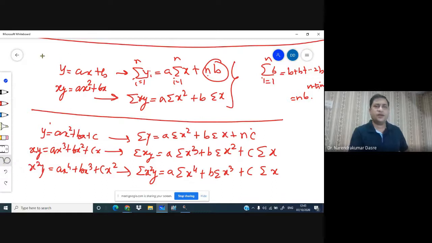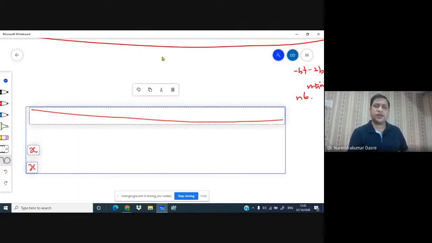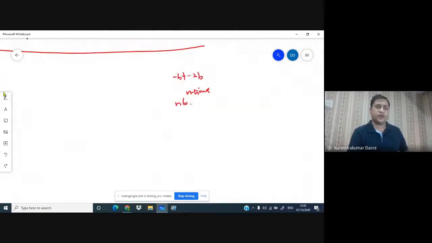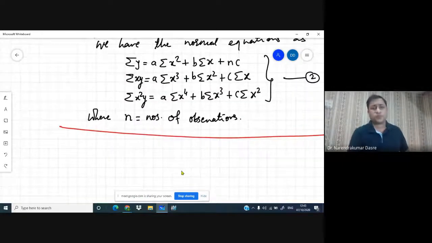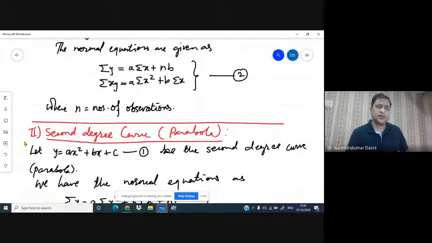So we need to understand the technique. We don't need to know more calculations. You don't need the calculations anymore, but you need to understand the technique. That's why I have given you the technique of how we are able to get the normal equations for this curve, and these normal equations are obtained using the technique of least squares, or the least square method.